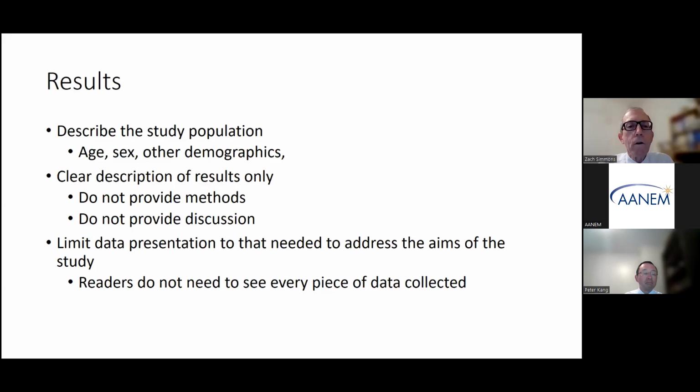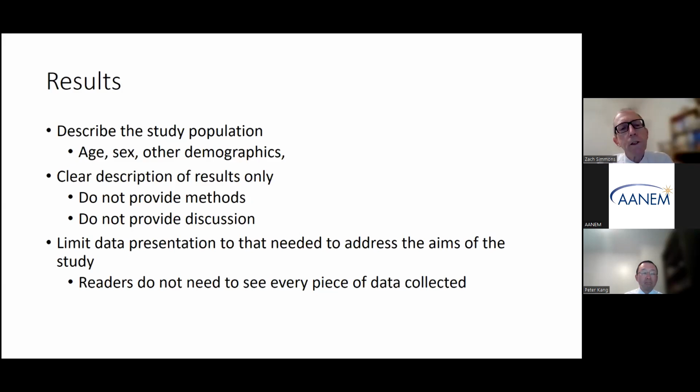That should be followed by a very clear description of the results, not by discussion points, but by results points. So the author should not be repeating the methods in the results, and they should not be bringing the discussion into the results. The results should be just that. What did they find?